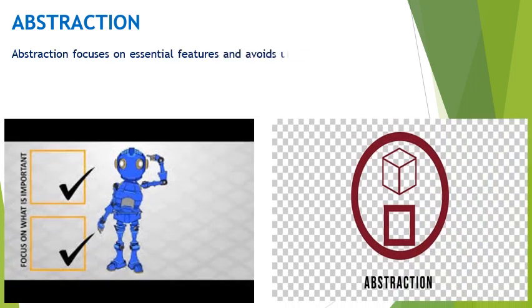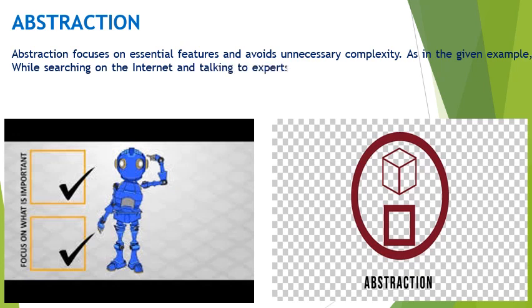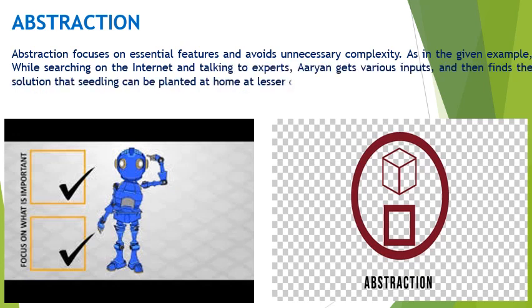Let us discuss abstraction. Children, it focuses on essential features and avoids unnecessary complexity. As in the given example, while searching on the internet and talking to experts, Aryan gets various inputs and then finds the solution that seedlings can be planted at home at lesser cost.